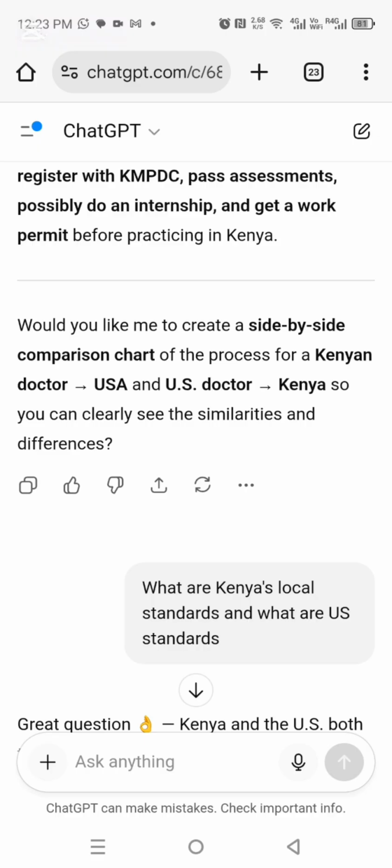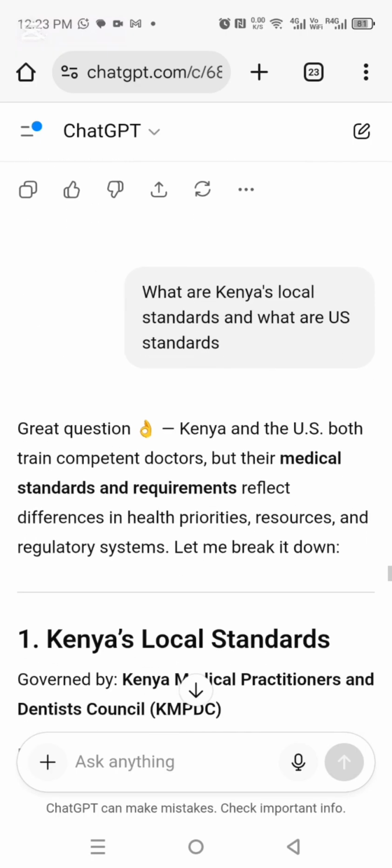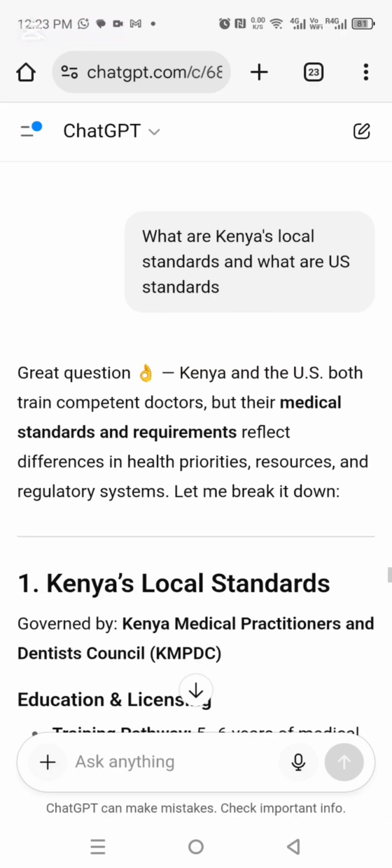So it asked me, would you like me to create a side by side comparison? So I was like, no. So I was like, what are Kenya's local standards and what are US standards? Because I have been thinking maybe it's our standards, our educational standards are not top notch. Yeah. You'll be surprised at what I found out.